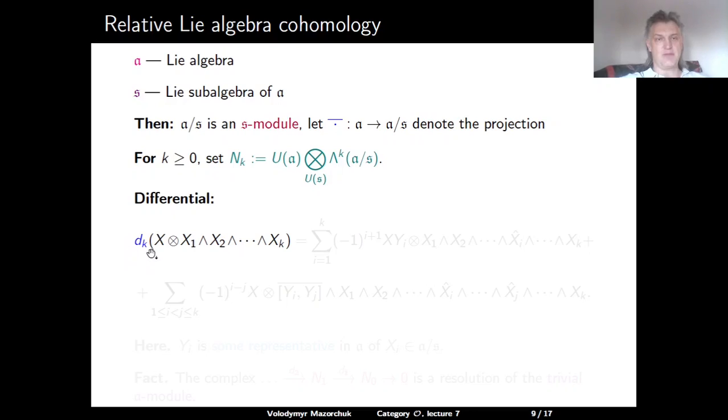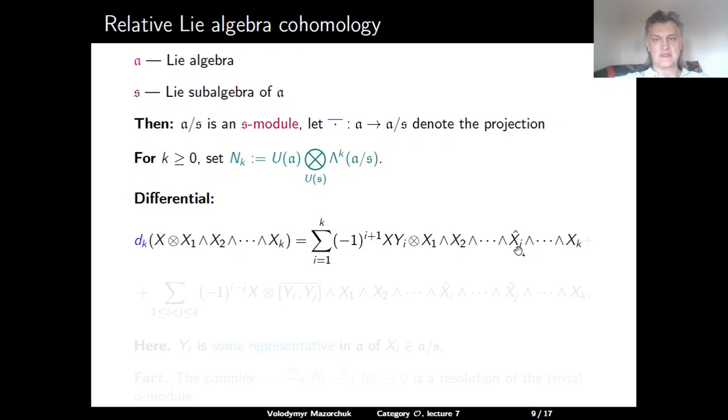Then we can define the differential, the linear maps between Nk and Nk minus 1, in the following way. So dk applied to x tensor product with the wedge of x1, x2, up to xk is the following very big sum. Sum over i from 1 to k, the sign minus 1 to the power i plus 1, then x multiplied with yi. Here yi is a representative of xi, so xi is in the quotient space, and yi is any representative of xi in the original algebra A. And then tensor with the wedge where the ith component is deleted. The idea of what we do here is that we take the ith component, commute it all the way to the tensor product, and then move it over through the tensor product.